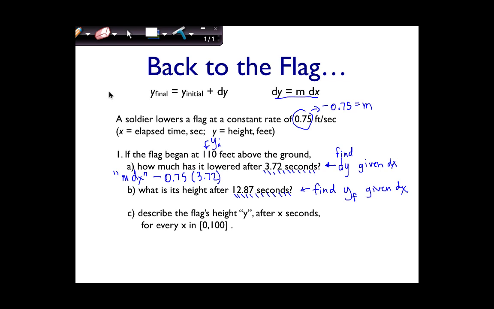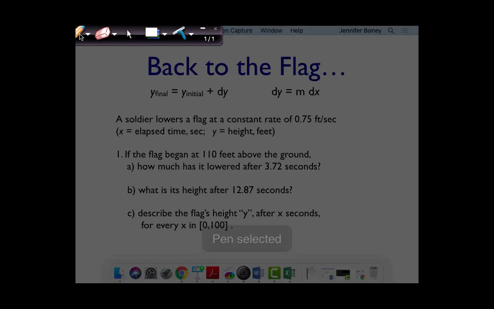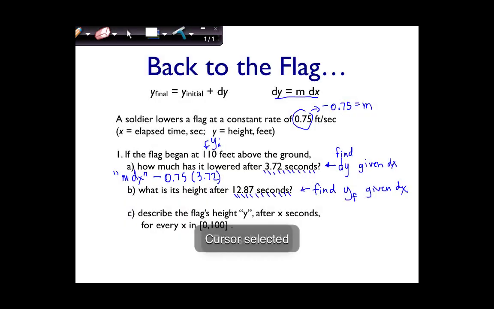Put up another one while we're at it. What's the height after 12.87 seconds? We still have an MDX, but this time we just have a Y initial that we need to append onto that. So here, I bet it's going to pop back again. Yep. So if I want Y final, I need to have Y initial plus MDX.